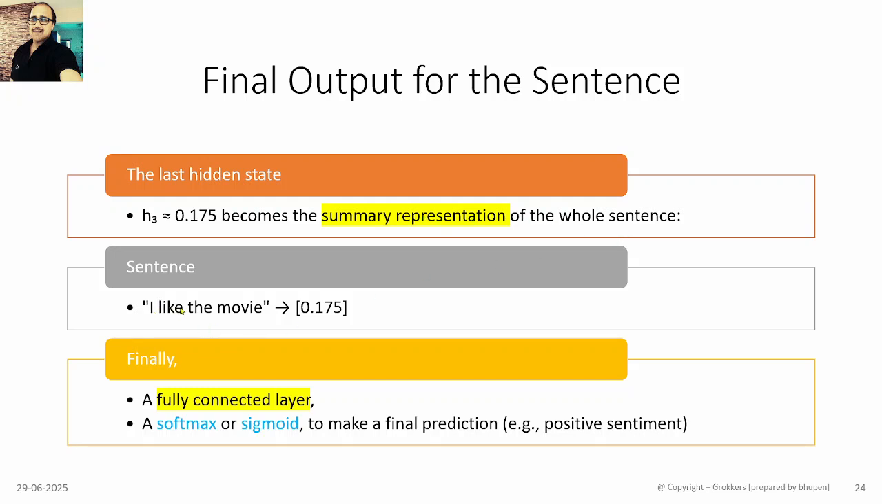So for example, this is a sentence, I like the movie, and this can be represented, or rather RNN thought I can represent the sentence like 0.175. And this value will be passed on to the subsequent layer. Let's say we want to attach a classifier. So we will attach a classifier. It can be a dense network followed by the softmax or a sigmoid layer for the prediction.